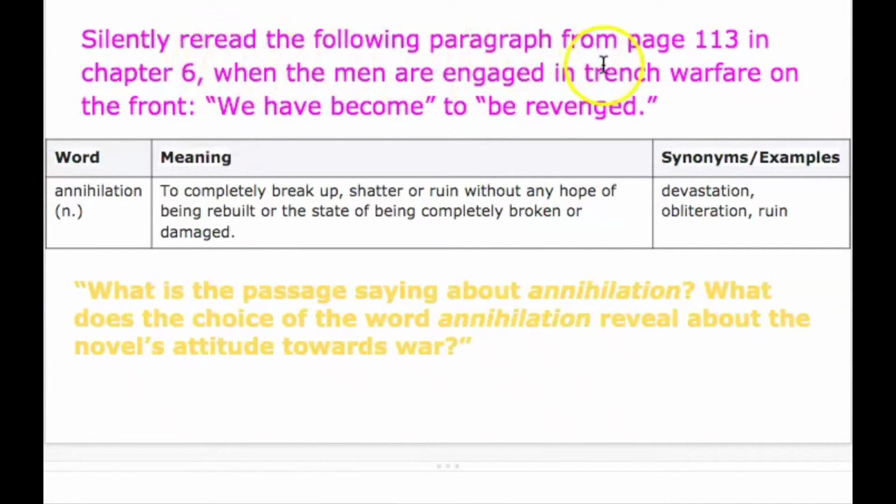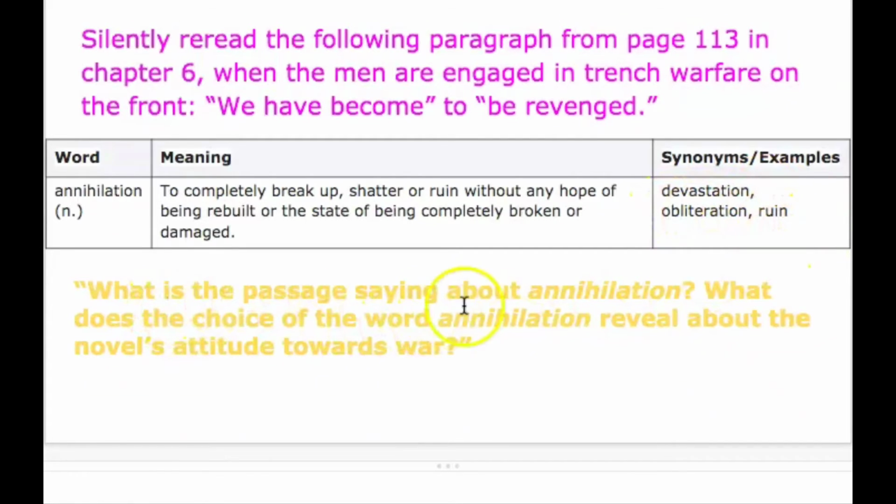Silently reread the following paragraph from page 113 in chapter 6, from when the men are engaged in trench warfare on the front, to "we have become to be revenged." And then write this definition down. Annihilation. It means to completely break up, shatter, or ruin without any hope of being rebuilt, or the state of being completely broken or damaged, or devastation, obliteration, or ruin.